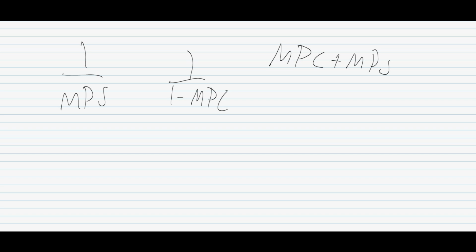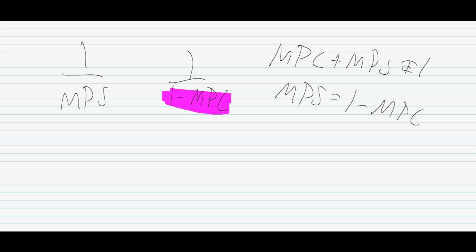But there's another formula. It wasn't just 1 over MPS. It was also 1 over 1 minus MPC. And now, if you're good at math, you probably realize why. It's simple algebra. Since MPC and MPS add up to 1, if you subtract MPC from 1, you get MPS. So that 1 minus MPC is the same thing as MPS. It's just what you're going to use if you're given MPC instead of MPS.